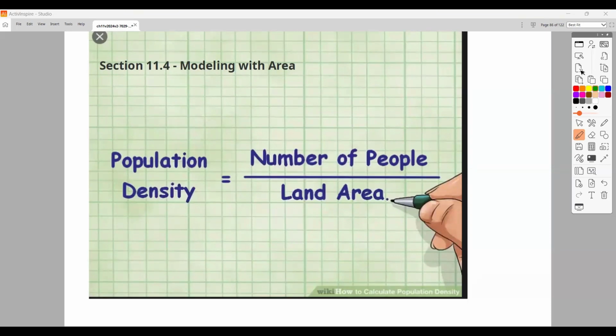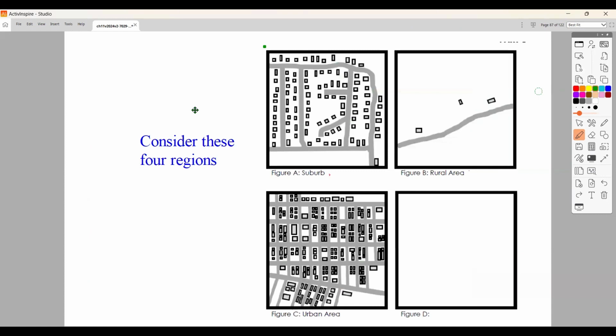So whatever the space is shaped like, we're going to calculate its area using our formulas and then calculate population density. If you look at the picture shown, you look at different regions, think of where you live. Do you think it looks like figure A, which is a suburb? I'm going to try to highlight this. This is figure A. Figure B is a rural area, more like farming area. Figure C, very, very congested area. And figure D, there's nobody here.